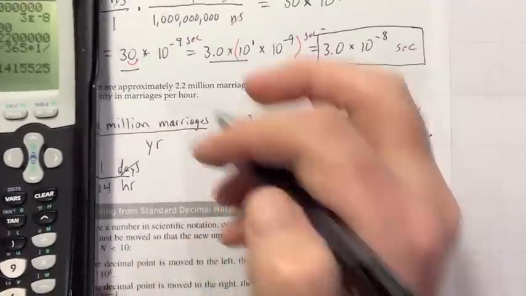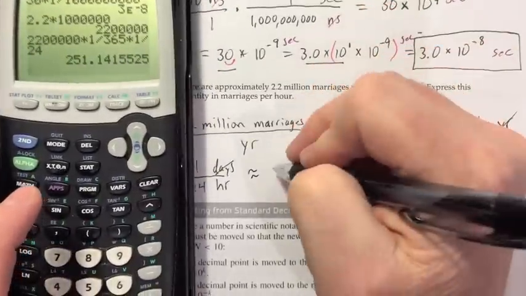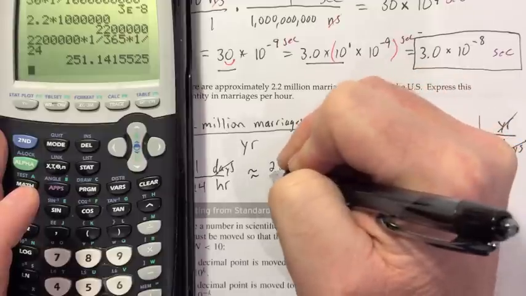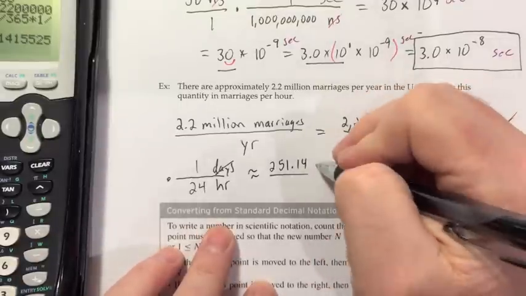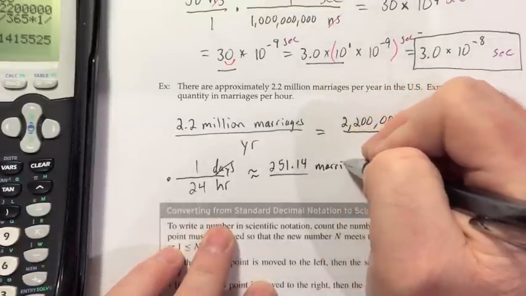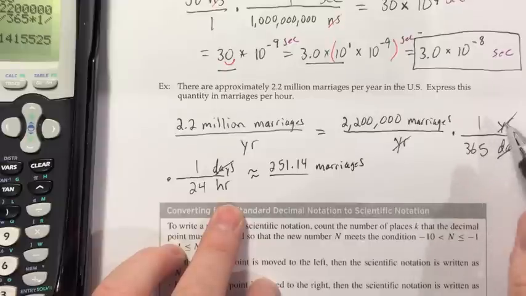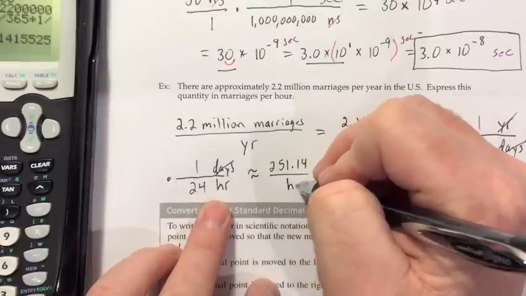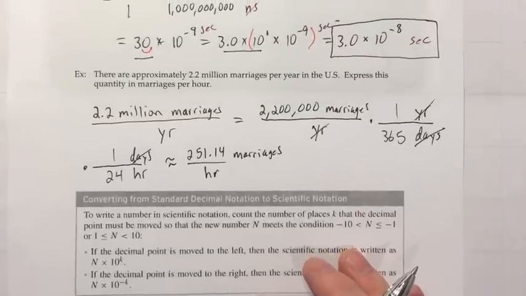So that is approximately 251.14, and what would the units be? So it was marriages, and after we did the conversions, it went from years to days to now to hours, so per hour. So this is kind of the idea.